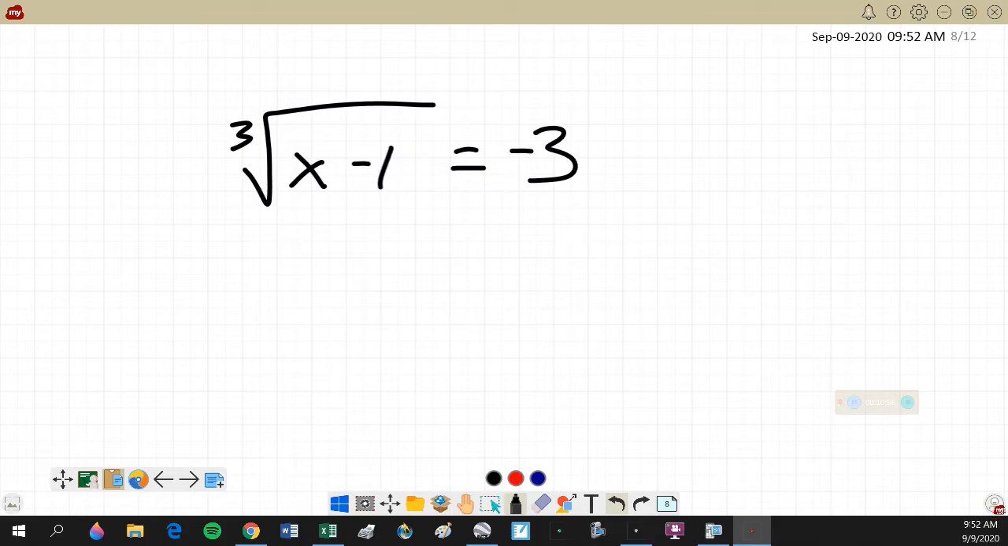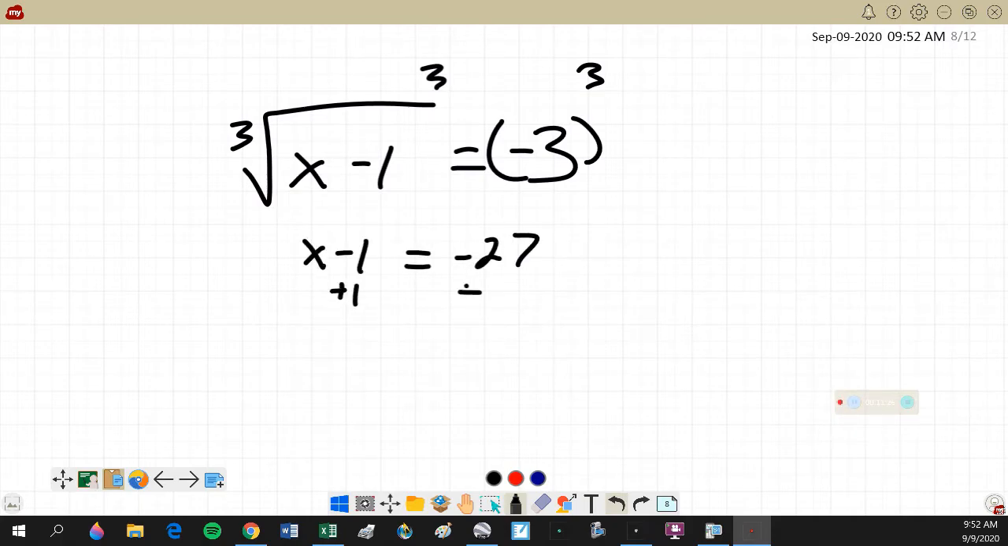Cubed root involves 3 copies of your multiplication. Can a number times itself equal a negative number? Yes. So with cubed roots, there are no i's because you can have a negative inside. But also, if it's outside like this, then you don't have to worry about square rooting a negative. So we would raise it to the third, and I would get x minus 1 equals negative 27, and then add 1, negative 26.